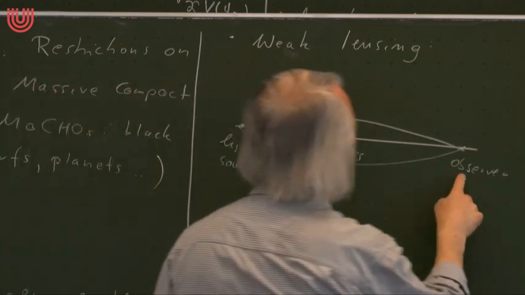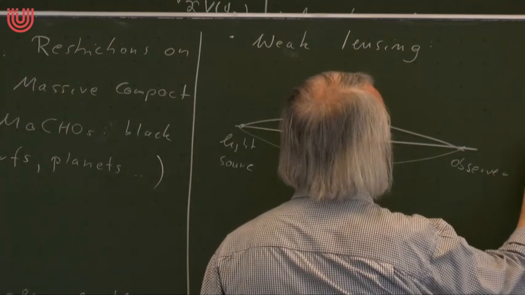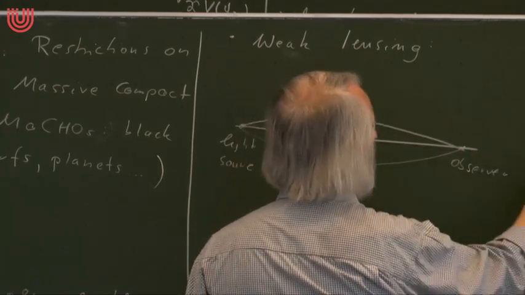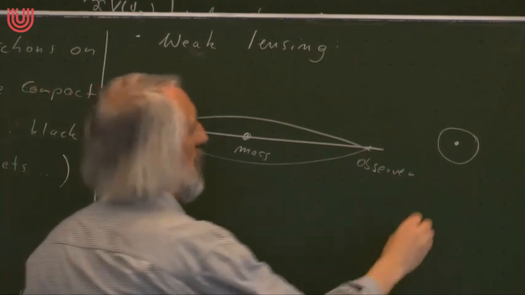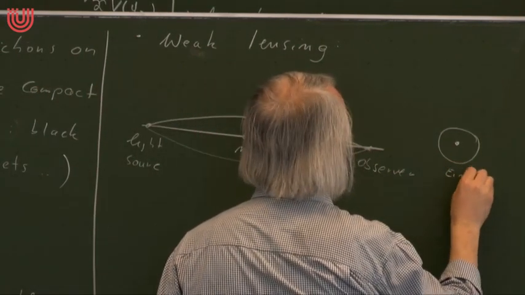And what the observer in this position sees in the sky is the mass, and around the mass, the light source distributed over a ring, which is called an Einstein ring.